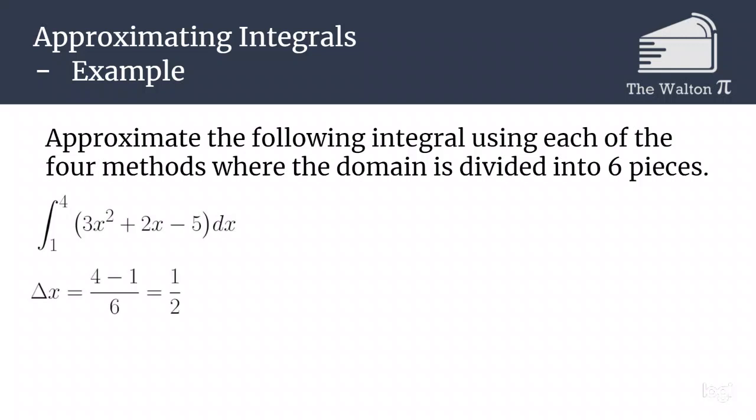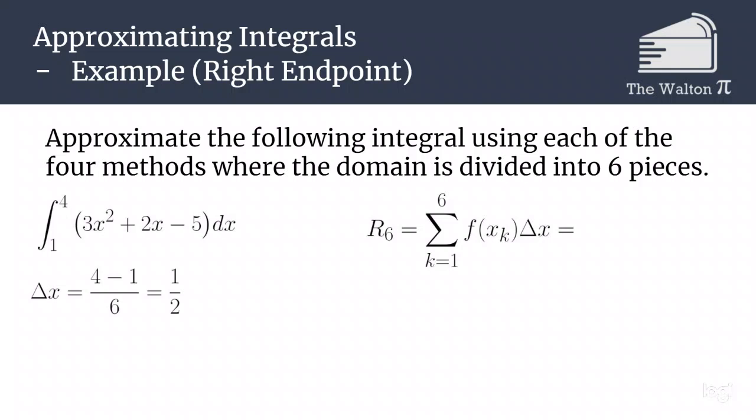So, the first thing we need to know is what is delta x. So delta x is (b minus a) over n. Since n is 6, b is 4, and a is 1, we get (4 minus 1) over 6, which is 3/6 or 1/2. And then we can go through and calculate these different sums.